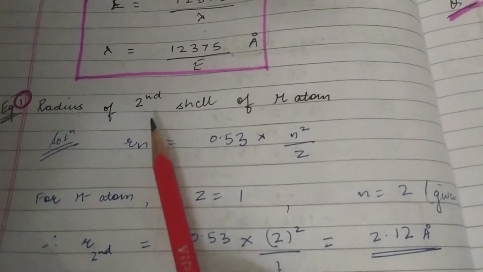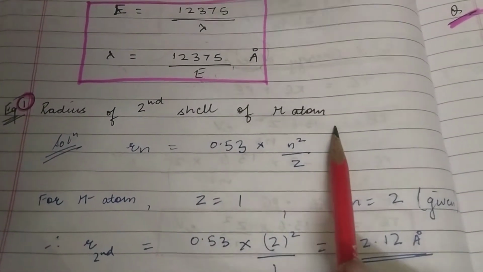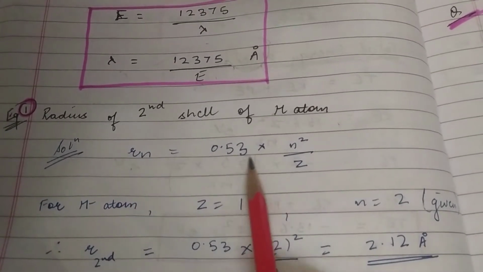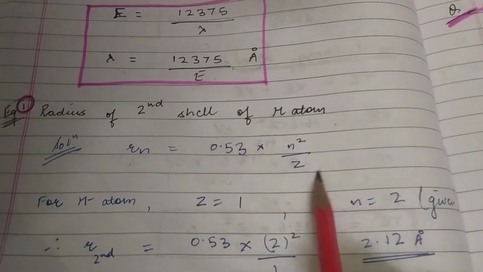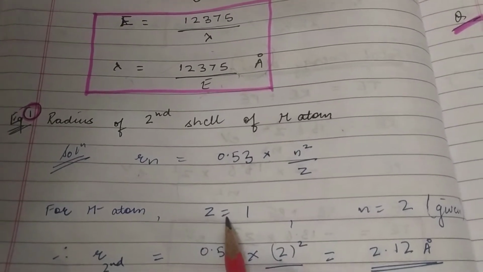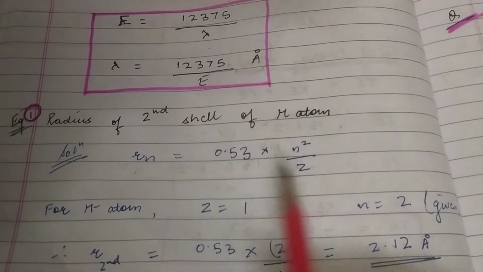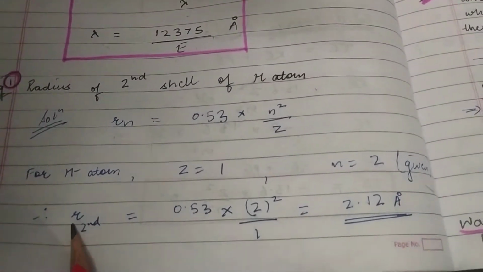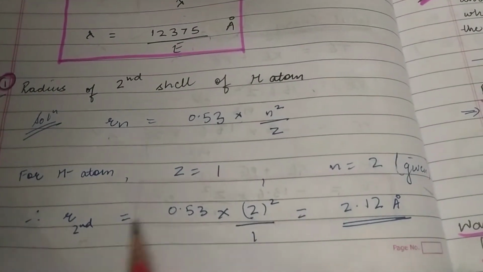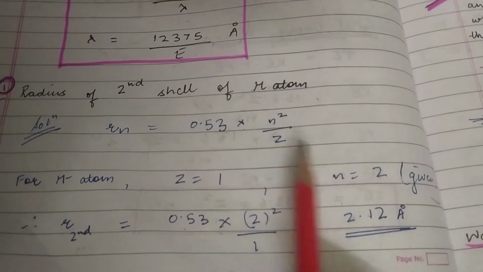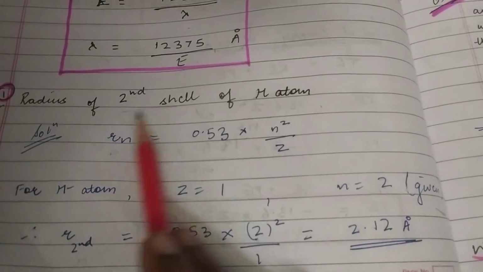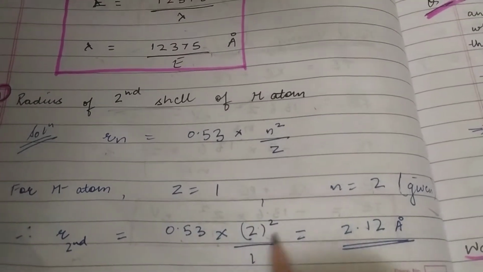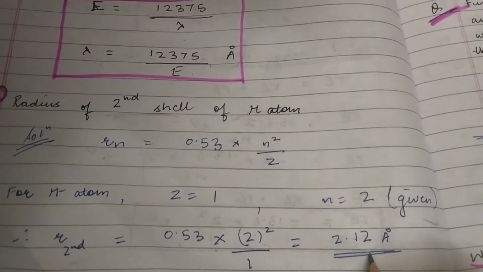So for example, if you are asked to find the radius of the second shell of the hydrogen atom, we know that the formula for radius of the nth shell is 0.53 into n square upon Z. For hydrogen atom, atomic number is 1. The shell that is given in the question is 2, n equals 2. So just simply substituting the value, r in the second shell is 0.53 into n square, n is given as 2 in the question itself, 2 square upon 1, and just solve it, you get the answer in angstrom. So it is simple.